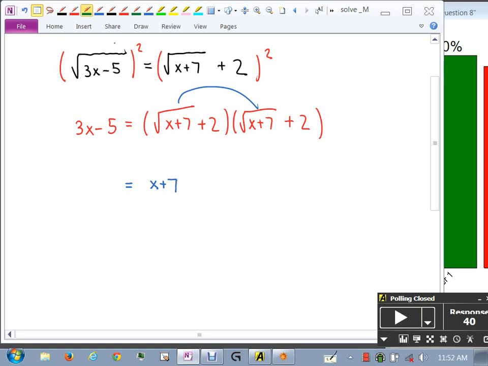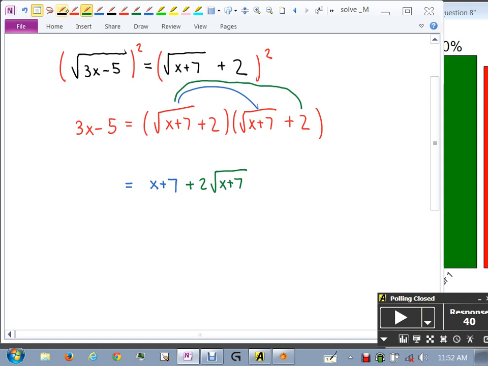Okay, I'll do the next one in a different color. Green. What's that times that? 2 times the square root of x plus 7, which is just 2 times the square root of x plus 7. You can't do anything to that. So it becomes 2 square root x plus 7. You cannot put the 2 inside the root, right? That doesn't become square root of 2x plus 14.